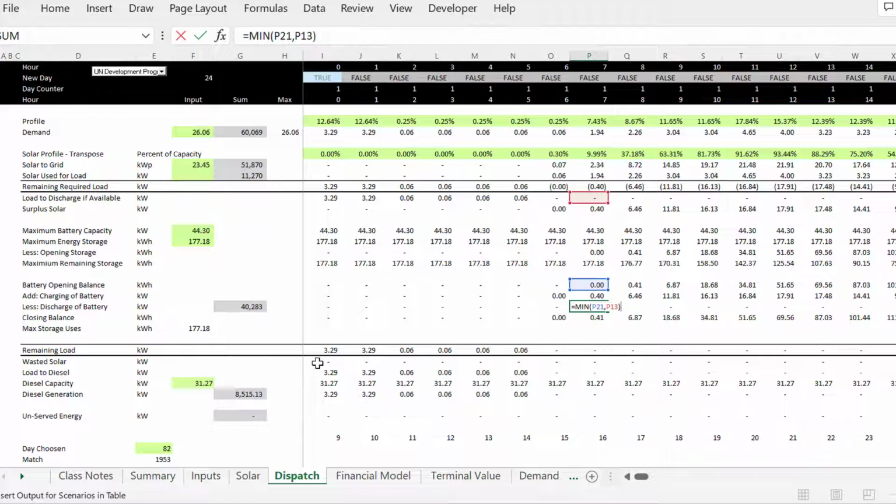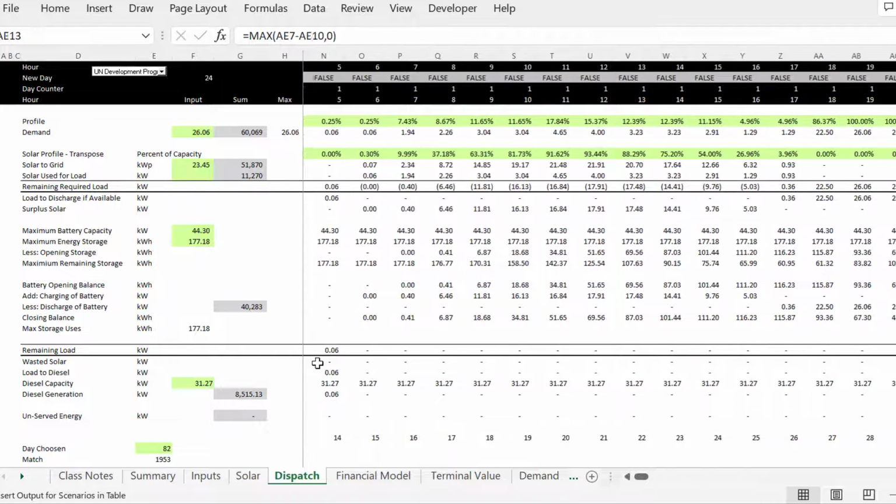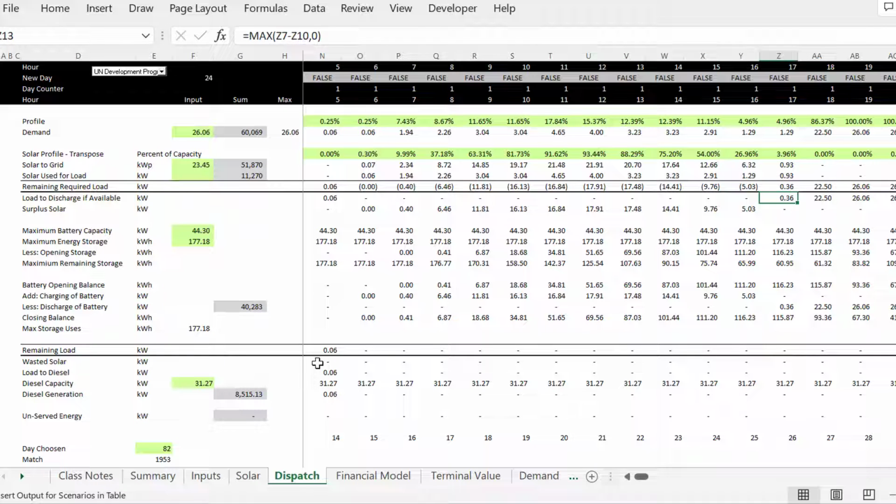When we discharge our battery, well, we want to discharge it not when we have extra solar, but when we have extra load and we want to just discharge it.